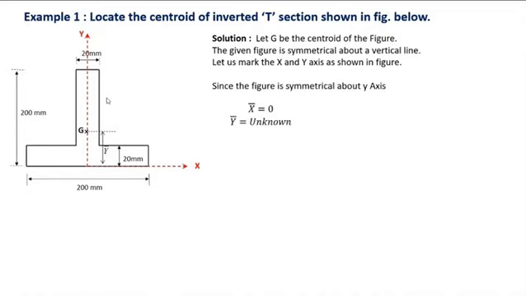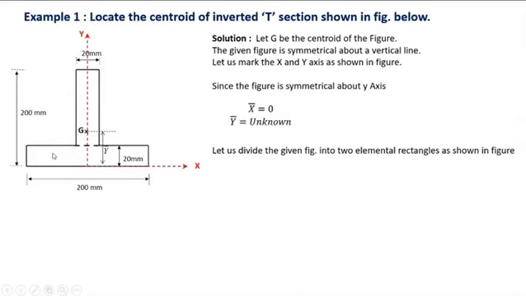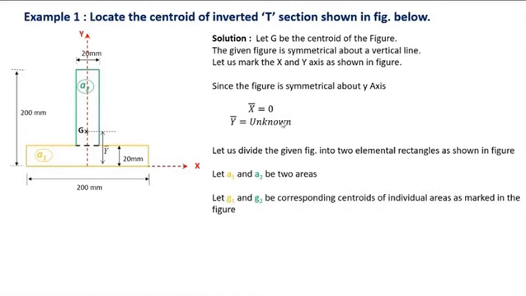And y bar has to be calculated. Now what we will do, let us divide the given area into two elemental rectangles as shown in the figure. So we'll have a line like that, so it will divide the given T beam into two rectangles, the above rectangle one and the below rectangle another one. Let A1 and A2 be the two areas. Now let G1 and G2 be the corresponding centroids of the individual areas, which is marked like that.